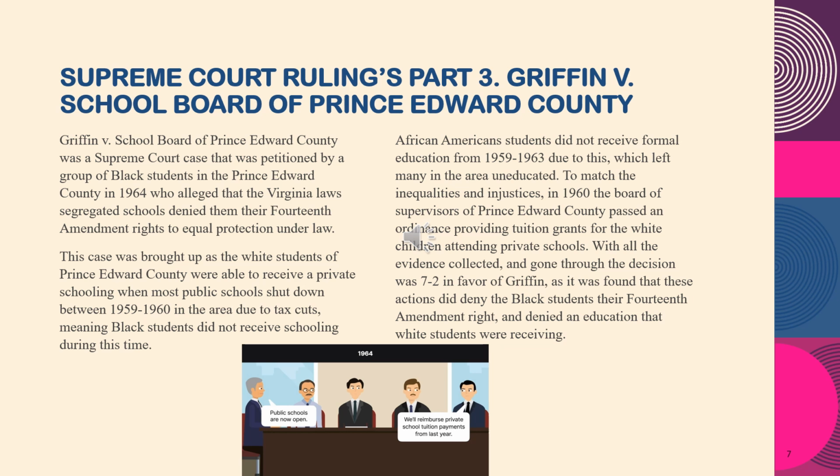To match the inequalities and injustices, in 1960, the Board of Supervisors of Prince Edward County passed an ordinance providing tuition grants for the white children attending private schools in the Prince Edward County area. With all the evidence collected and gone through, the decision was 7-2 in favor of Griffin, as it found that these actions did deny the Black students their 14th Amendment right and denied an education that white students were receiving.